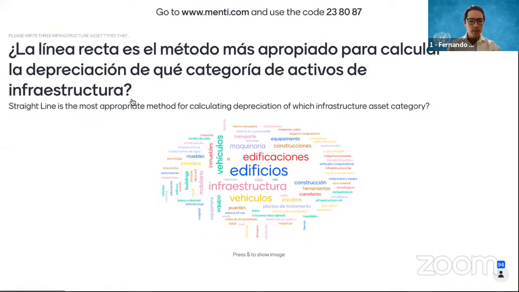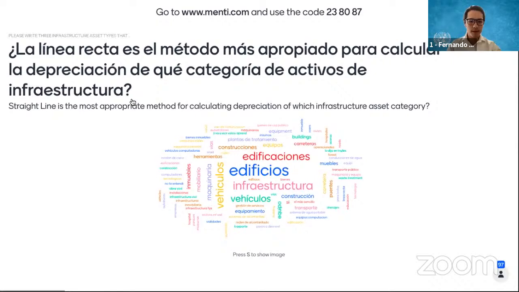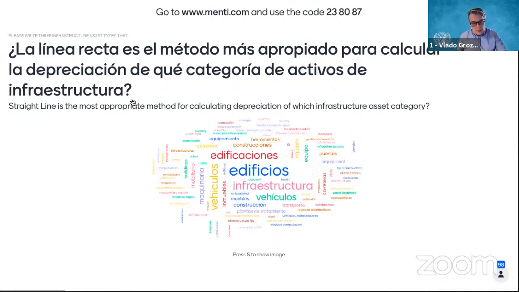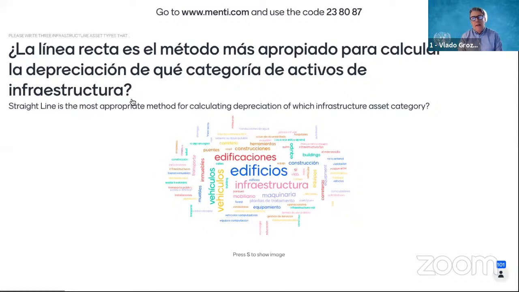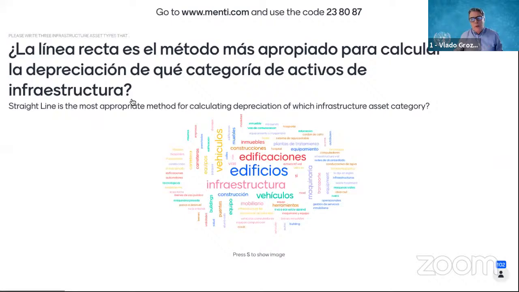So Vladimir, I think the most repeated answers are buildings, vehicles. Of course, very interesting. Buildings, yes, we can use this method, but I'm not sure about vehicles. Vehicles, they don't last forever. I mean, as much as 30 or 40 or 50 years.